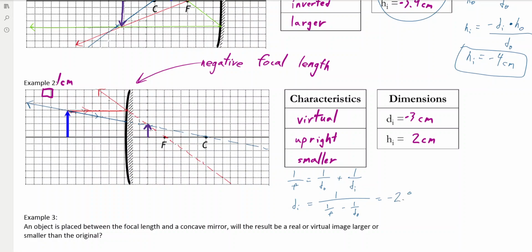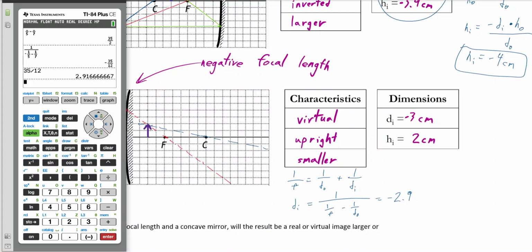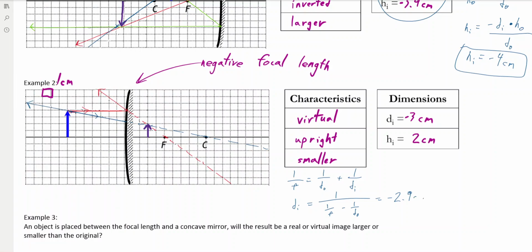Negative 2.92. Given we're talking about sig digs here, and I'm counting it pretty roughly, I'm going to be happy with negative 2.9 as our distance to the image. Okay, now we're going to go ahead and try to solve for our HI. Again, the exact same rearranging as before.